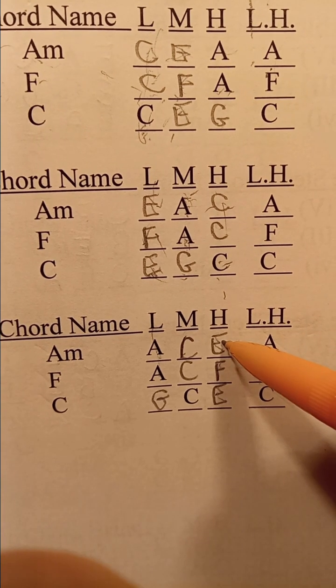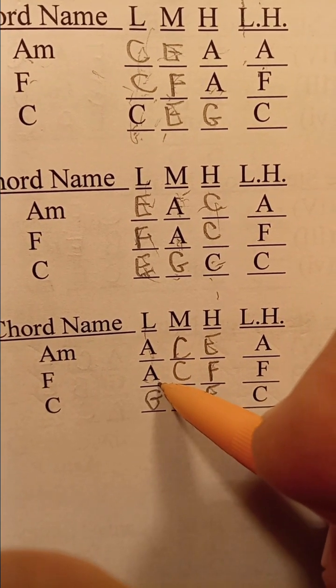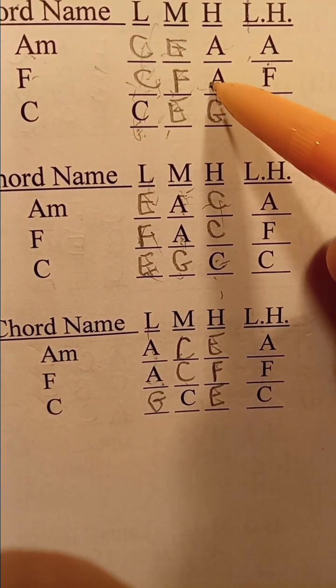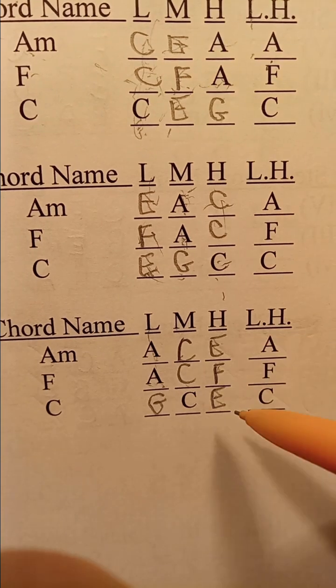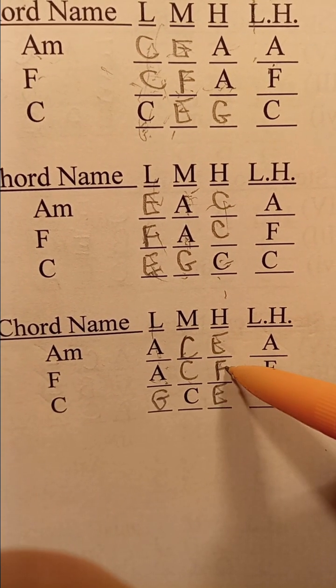That would be our A minor chord. Our F chord, again, would have A as the low note and C as the middle, which after those two notes, what's left over will be F as the high note. So our F chord will be organized as A, C, and F.